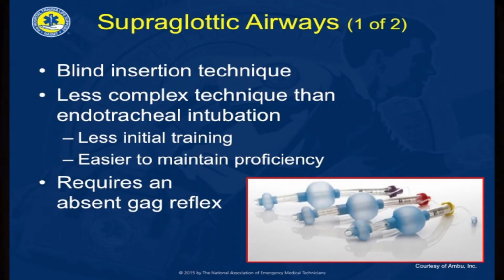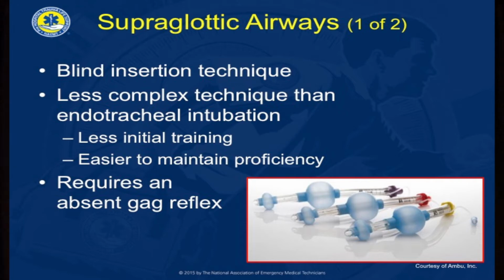Supraglottic airways rely on a blind insertion technique. You do not need to see where you're putting these devices. They generally are designed to go where they need to, but you don't have to see the epiglottis or the larynx or the trachea or the vocal cords in order to place these. Therefore, they're a little bit easier and more simple to use, not as much training, and it's a little easier to maintain your proficiency in them once you learn the basic technique and how to put them in.